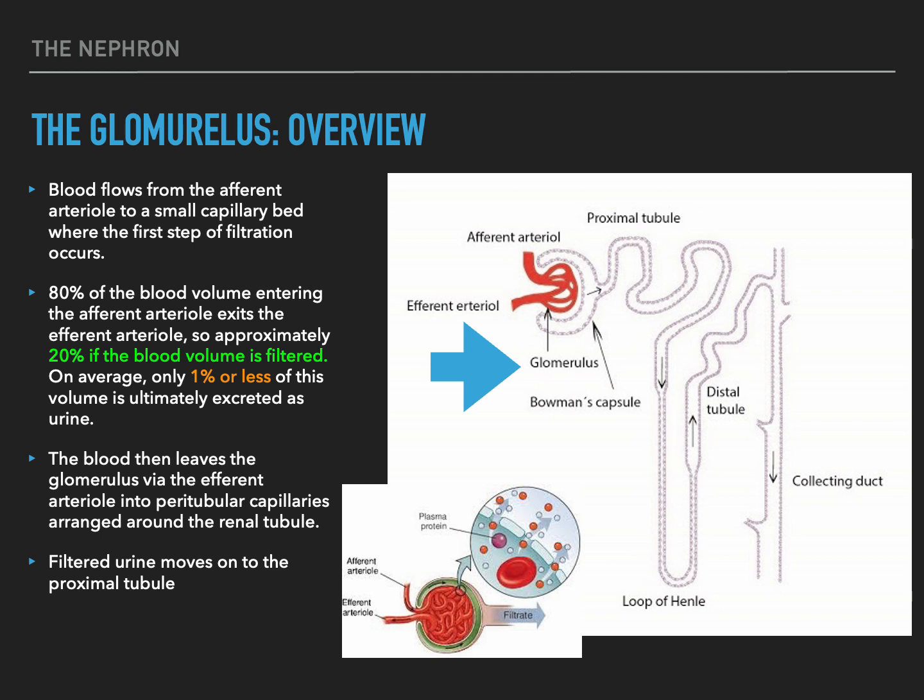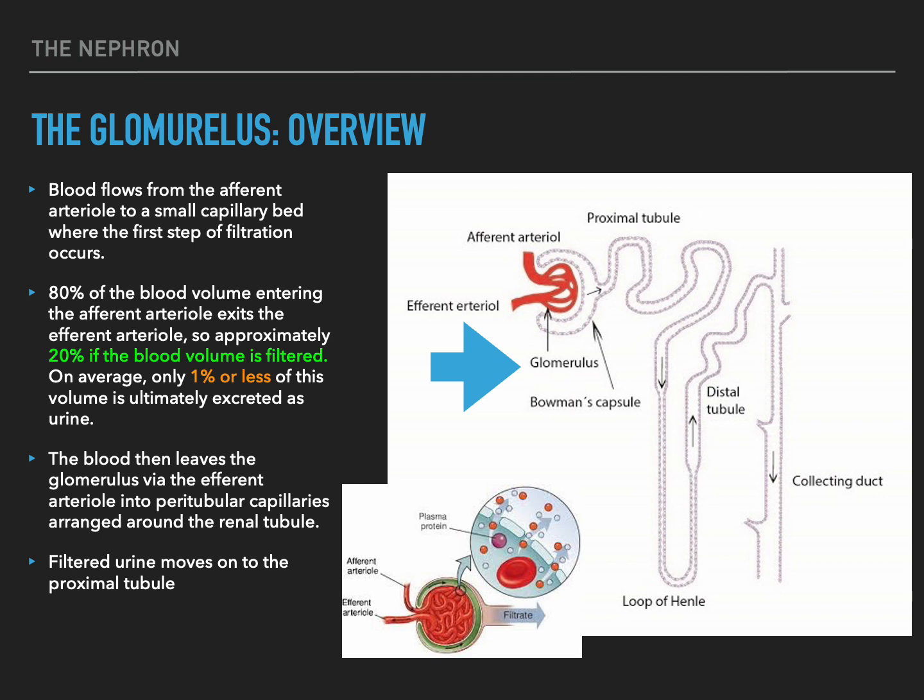Blood flows from the afferent arteriole to a small capillary bed where the first step of filtration occurs. 80% of the blood volume entering the afferent arteriole exits the efferent arteriole, so approximately 20% of the blood volume is filtered. Of that filtration, on average, only 1% or less of the volume is ultimately excreted as urine.